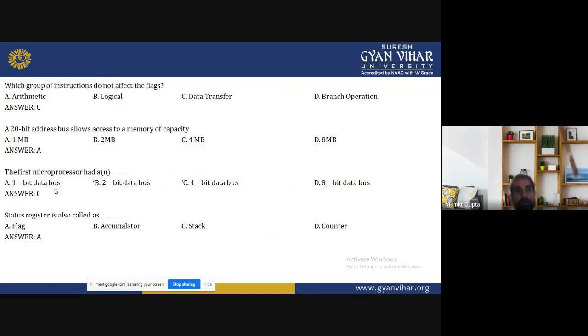The first microprocessor was a 4-bit microprocessor, the 4004. So C is the correct answer. The status register is also known as the flag register.